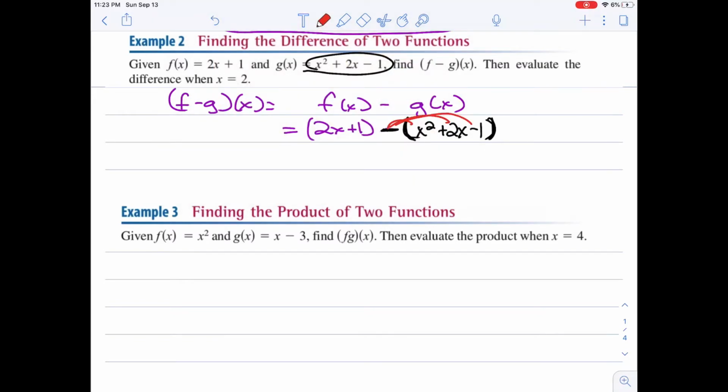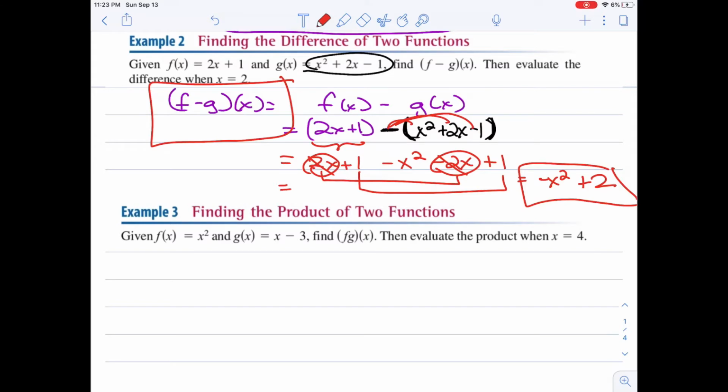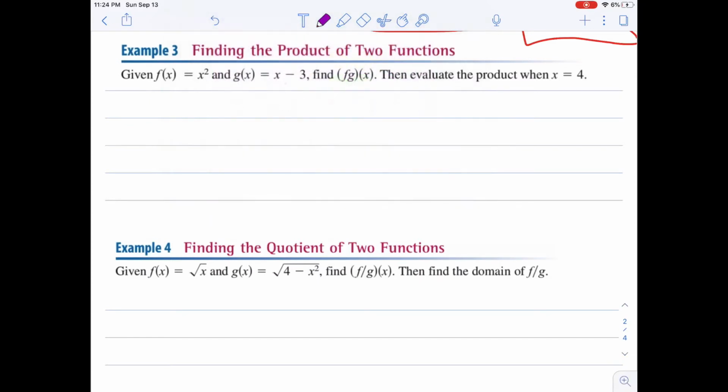Now we're going to distribute this negative through. So we end up with a negative x squared, a negative 2x, and a positive 1. And this I'm just going to bring down. Now we're going to combine like terms. So we're left with negative x squared. 2x minus 2x is just 0, so it's gone. And then 1 plus 1 is 2. So we end up with f minus g of x is negative x squared plus 2. And almost the last one.